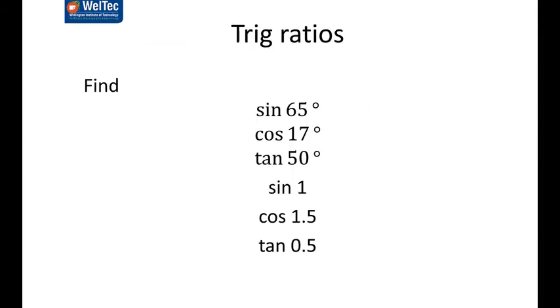Right, these are just calculator jobs. First one, sine of 60, 0.9063. Look up the cosine of 17 degrees, 0.9563. The tan of 50 degrees, 1.1918.